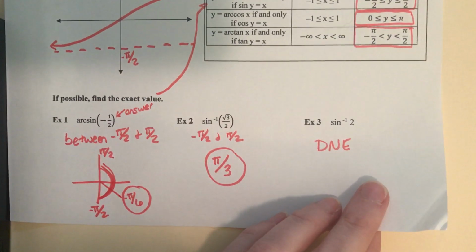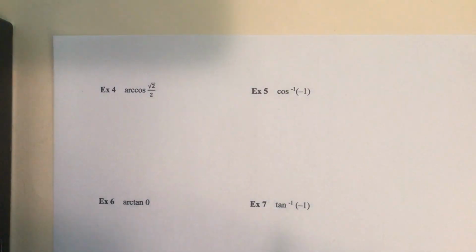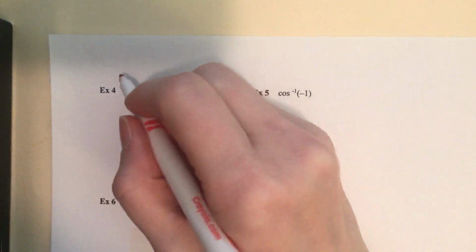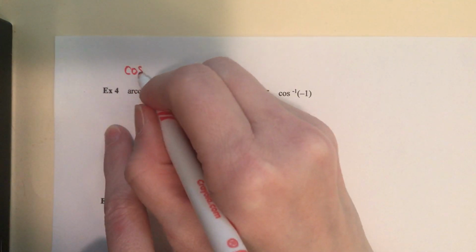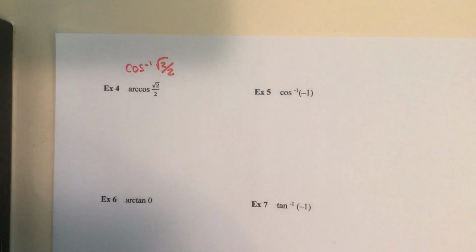Okay, let's try a couple more. So let's go to number 4. We're going to do a cosine this time. So the inverse cosine, now remember, I'm going to write this at the top. The other way of writing this would be the cosine with the little -1, but they mean the same thing. So both of those mean the inverse cosine of √2/2.